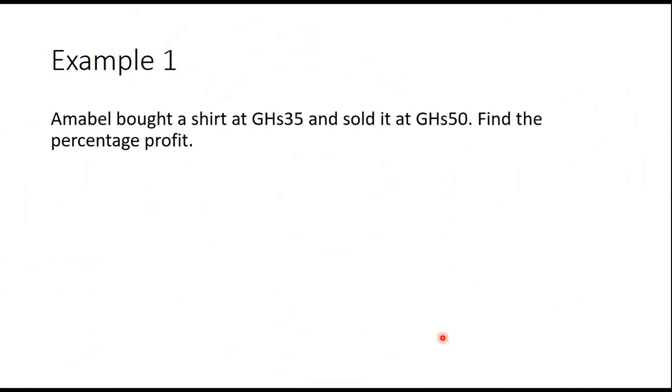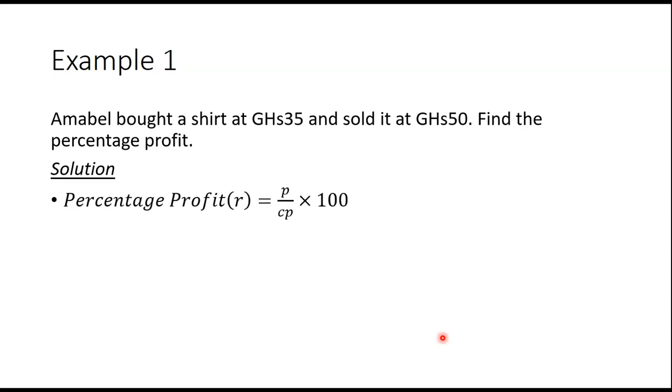So let's take example 1. Example 1 says, Amabel bought a shirt at 35 Ghana cedis and sold it at 50 Ghana cedis. Find the percentage profit. To find the percentage profit, when you recall the formula, the formula says what? Profit over cost price times 100. Is that not it? That's what the formula said, right?